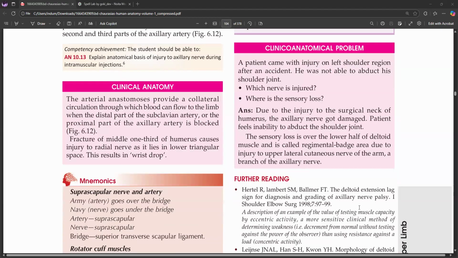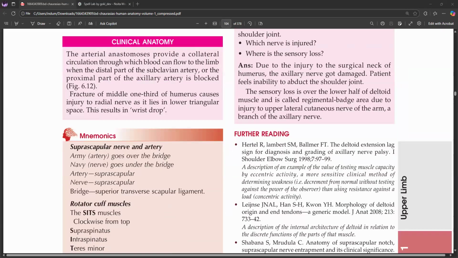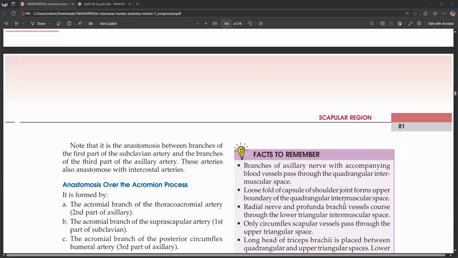The sensory loss is over the lower half of the deltoid muscle and is called the regimental badge area, due to injury to the upper lateral cutaneous nerve of the arm, a branch of the axillary nerve. So this was the scapular region.